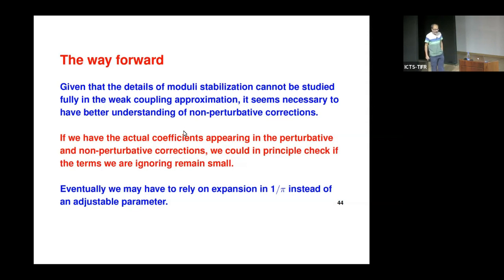But we should keep in mind that eventually we may have to rely on expansion in quantities like 1 over pi instead of an adjustable parameter. This is the price you pay for not having an adjustable parameter. We expect that we may have some control, but that control is based on an expansion in a small parameter which is not arbitrarily small. The smallness may come from 1 over pi or 1 over pi squared or 1 over 4 pi squared, but not something that you can adjust at will.